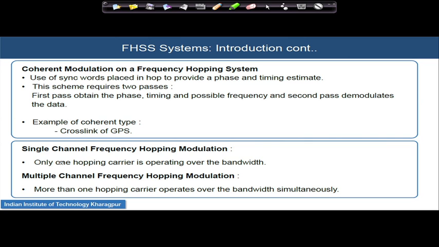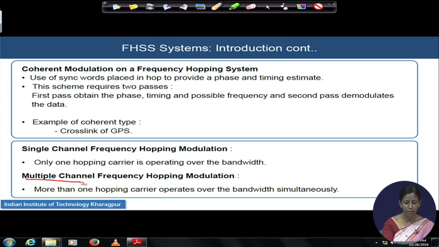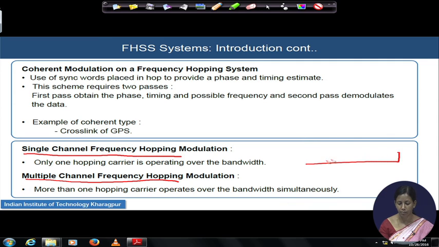Frequency hopping spread spectrum systems further can be classified into two types. One is the single channel frequency hopping and the second one is the multiple channel frequency hopping. For single channel frequency hopping, only one hopping carrier will be there operating over the whole bandwidth, and in multiple carrier frequency hopping, obviously we will have multiple carrier frequencies. Each of these carrier frequencies is getting hopped simultaneously over the whole bandwidth available based on the PN sequence code you have generated for the typical system.